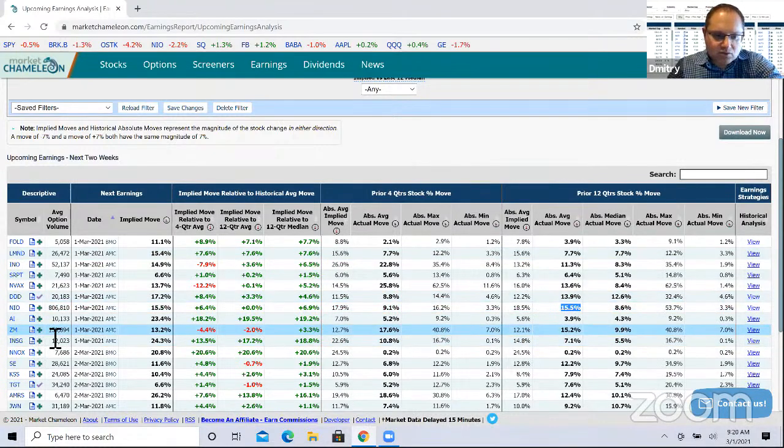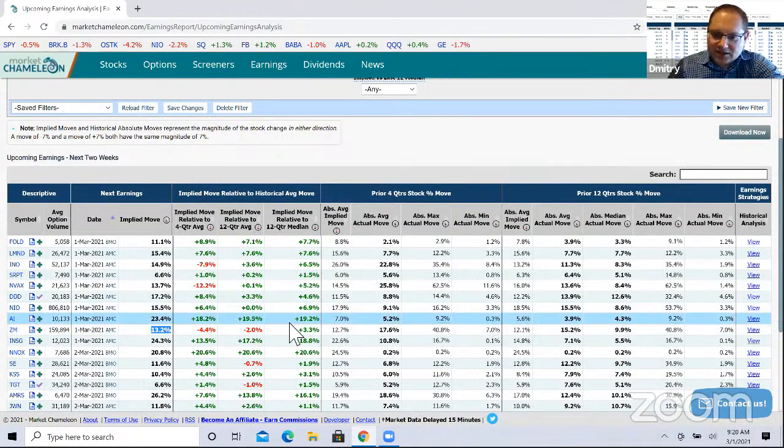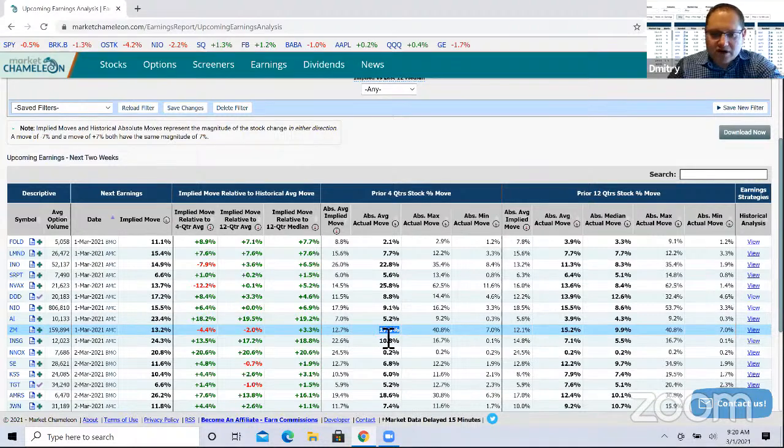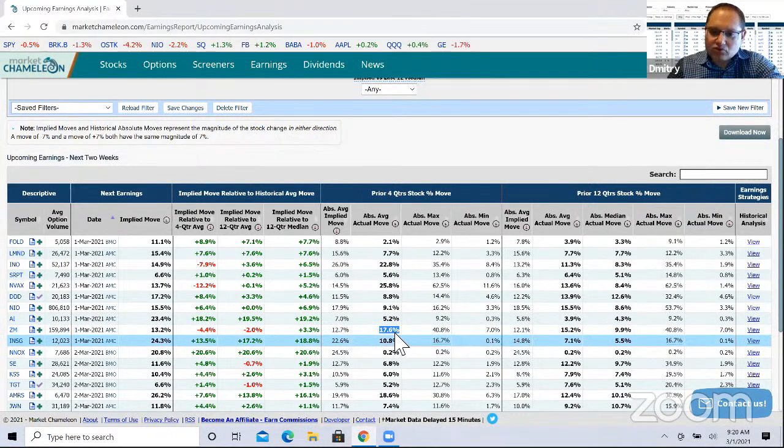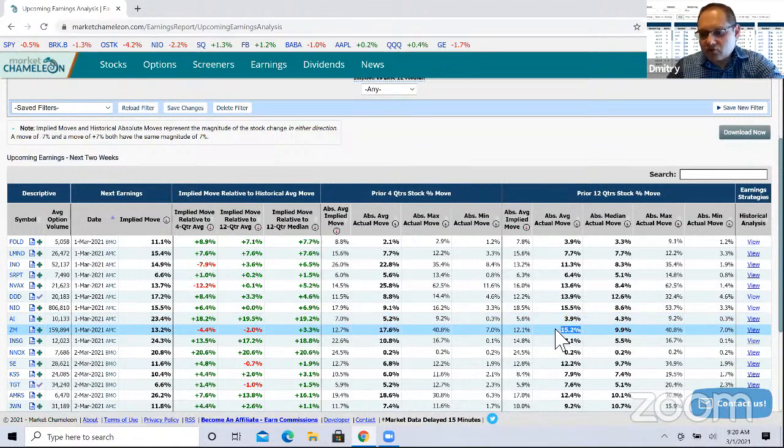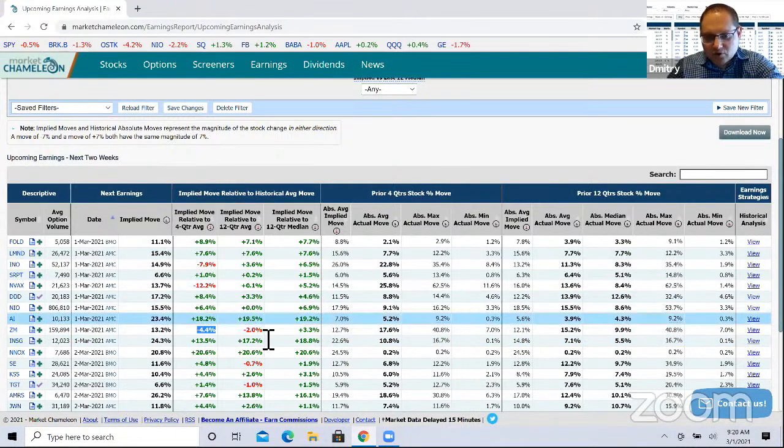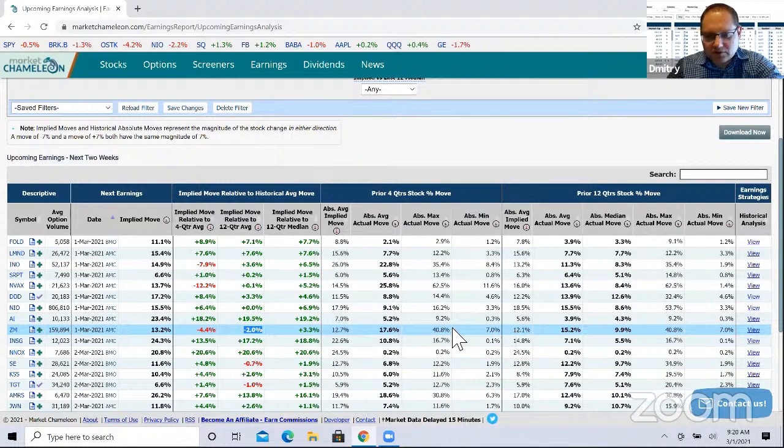Zoom, that's another one coming up today after the market close. We've got a straddle implying a move of 13.2%, and that is compared to the 4-quarter average actual move of 17.6%, and the average of the last 12 quarters, 15.2%. So we're 4.4% below the 4-quarter average, 2% below the 12-quarter average. A high move on that stock in the last 12 quarters, 40.8% in Zoom.